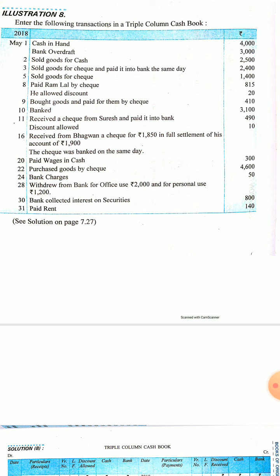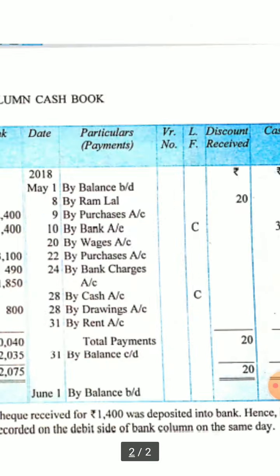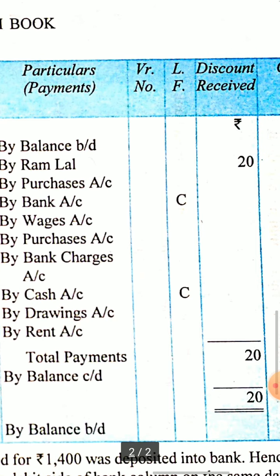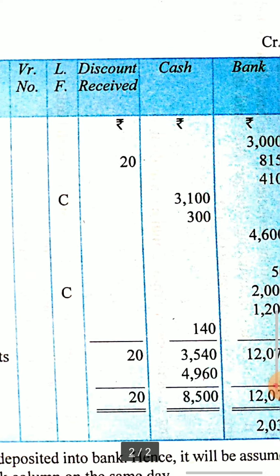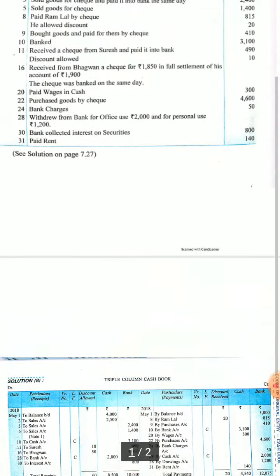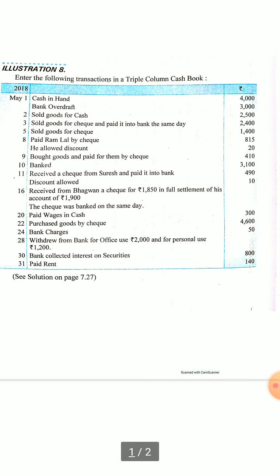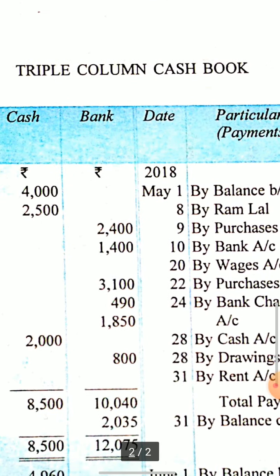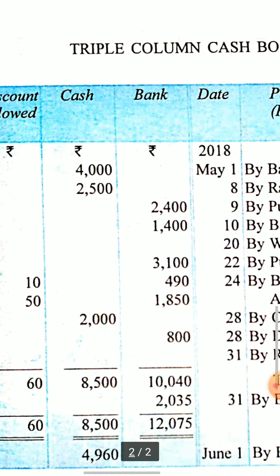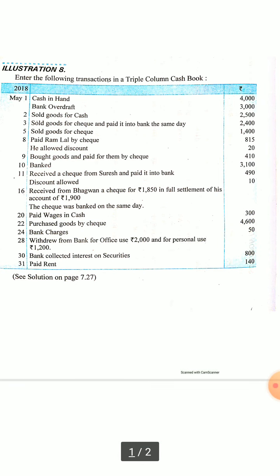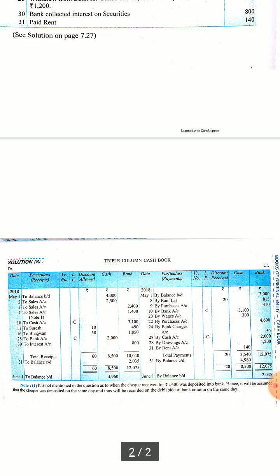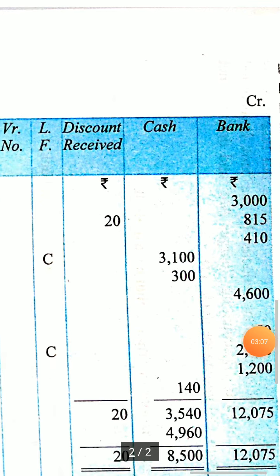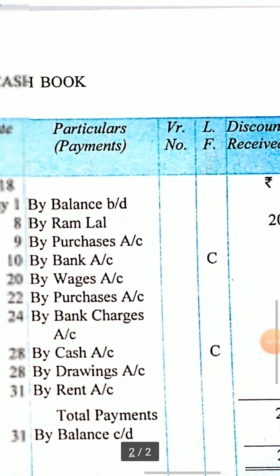Paid Ramlal by check, he had allowed discount. So when we pay somebody, bank will be credited. So Ramlal will be debited and bank will be credited. So to Ramlal, 20 in discount received column and 815, that much we have paid in bank column. Again, bought goods and paid for them by check. So 410 was paid through check. So 410 in the bank column by purchases.